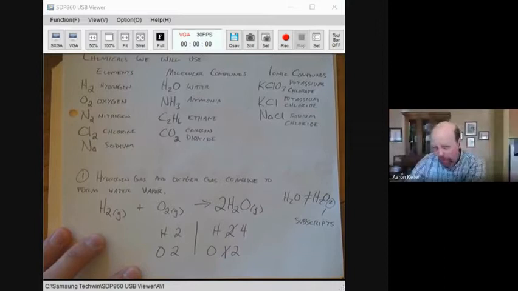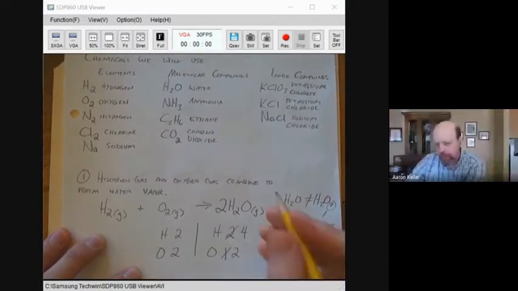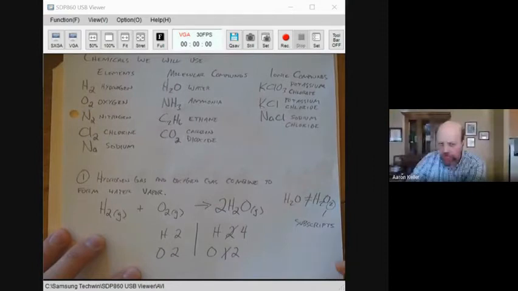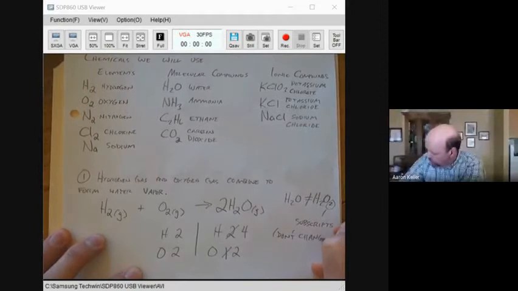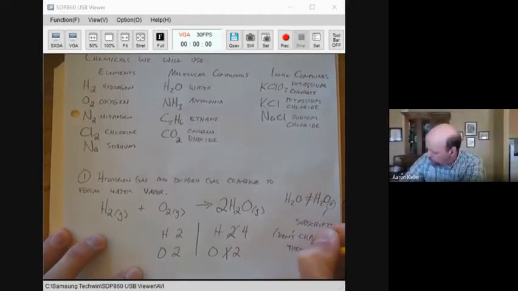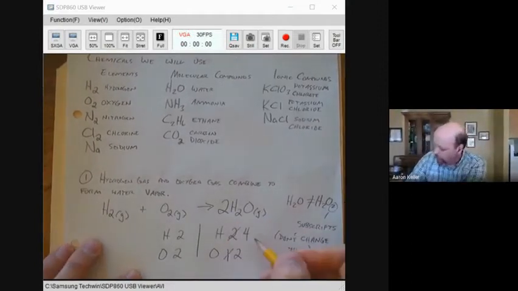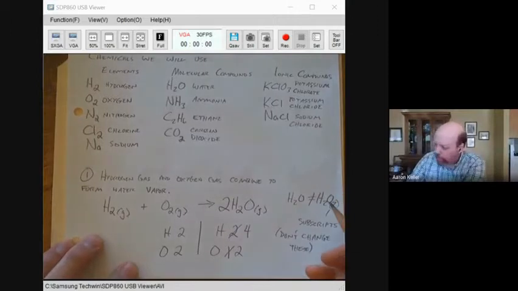So you want to make sure not to change the formula. The formula identifies what it is. So you can't change the formula by changing the subscripts. Okay? So I'm going to just make a little note. Don't change these. Okay, so that does mean that we have an unbalanced hydrogen.